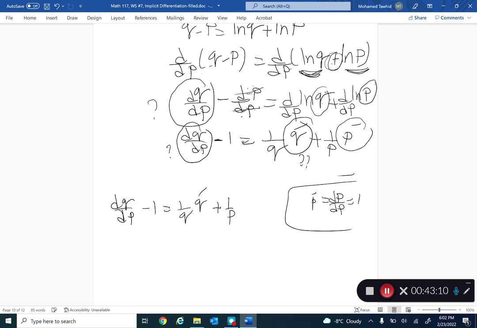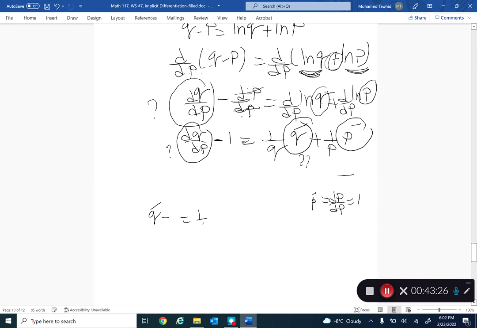So now how do I simplify this? That is your q prime. Here dq, I collect this one, it will be q prime. That is q prime minus 1, right? Equal to 1 over q minus 1 over q prime, and here plus 1 over p, right? So this one here q prime, this one q prime.